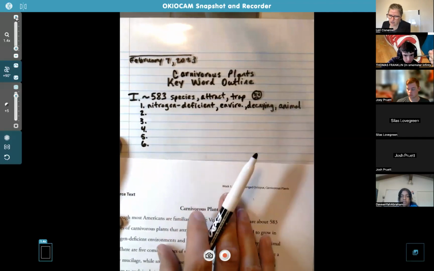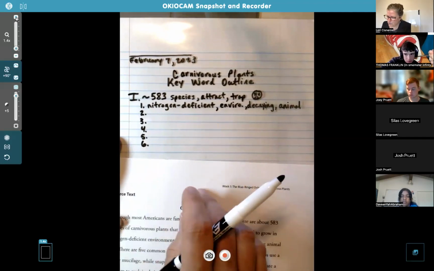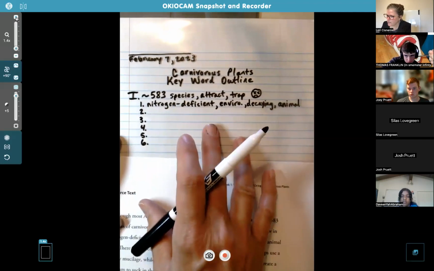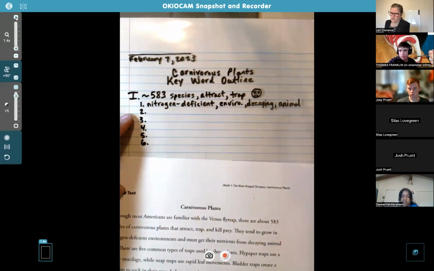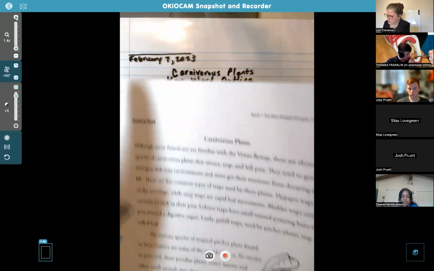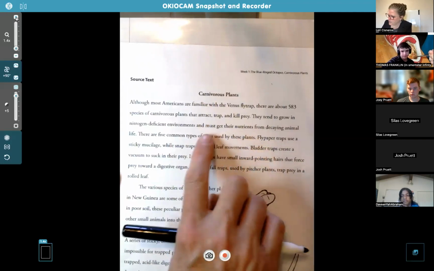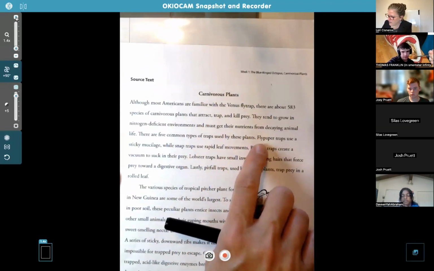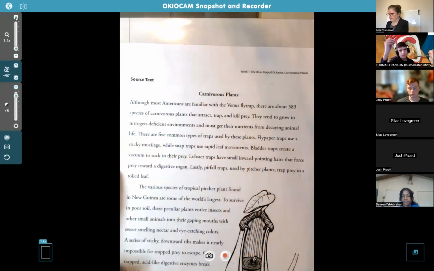Once we're done with this outline, you're going to practice retelling the article to someone in your family, only using the outline here. All right, so moving on to the next sentence, I'm going to start with Thomas. Since you're at the top of my Zoom call here, your sentence starts right here with there are. Go ahead and read that sentence first and tell us what you think the 3 key words are. There are 5 common types of traps used by these plants.